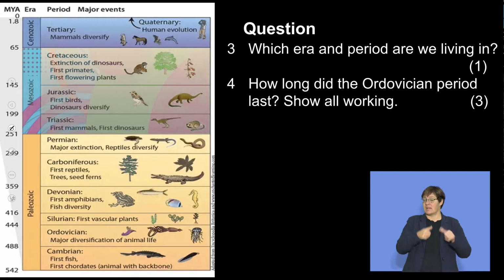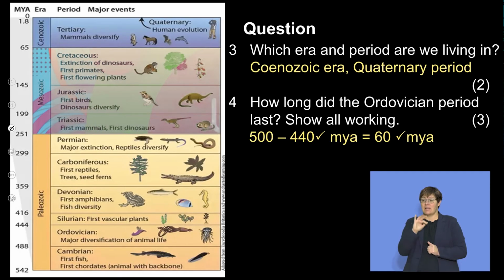Then, next one also can be answered simply by looking at the geological timescale. Which era and period are we living in? And we look here, they talk about humans, and that is the Quaternary period and the Cenozoic era. Remember, the spelling of Cenozoic can vary. Don't let that upset you.